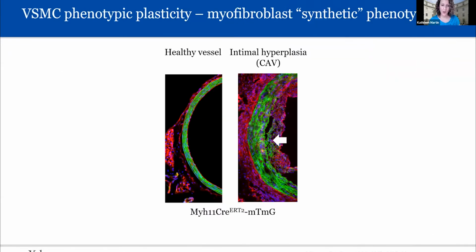Here's another example of this phenotypic change from a study in our lab. This is a mouse aorta where the contractile smooth muscle cells are in green.